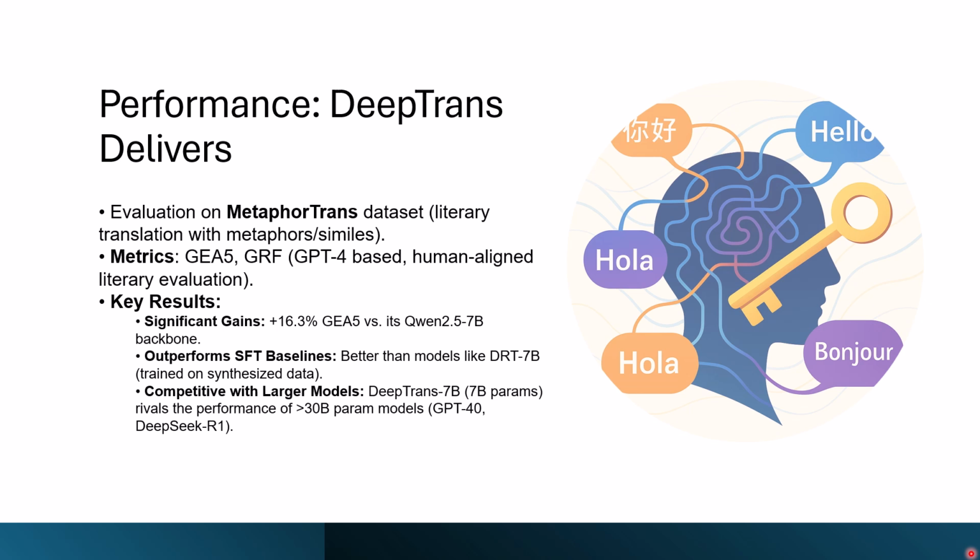DeepTrans 7B also showed a significant 16.3% improvement on GEMBA compared to the base model. It also outperformed other models that were trained using more traditional supervised methods on synthesized data. And this 7 billion parameter model achieved very competitive performance with much larger models. So yes, it does work is what I would say.